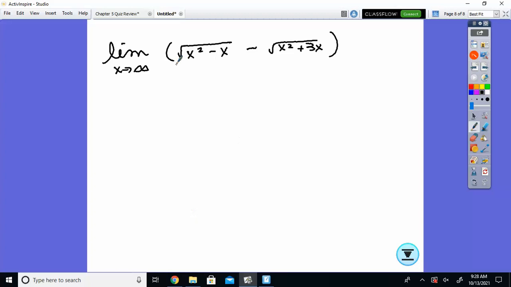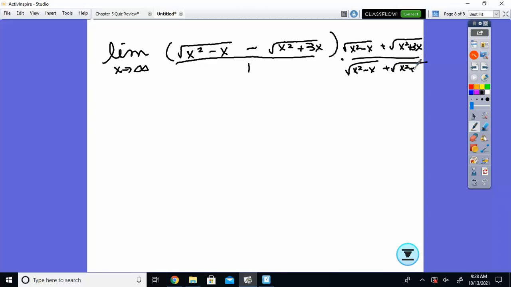Conjugate. Anytime we have radicals, we usually go to our conjugate. So we can think of this as over 1. So the conjugate is the exact same thing, but you change the sign in the middle. So we get the limit as x goes to infinity. Okay, when I FOIL the first two, that radical cancels. Minus square root plus 3x over the bottom.